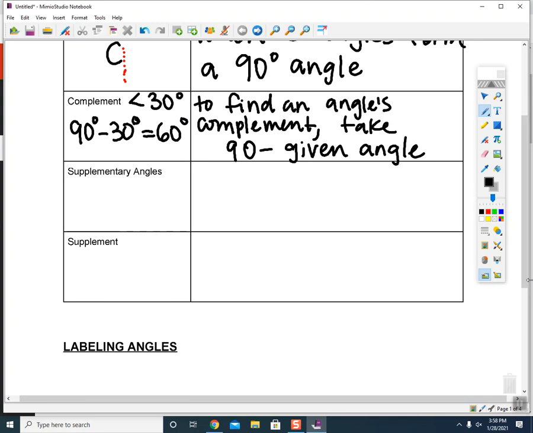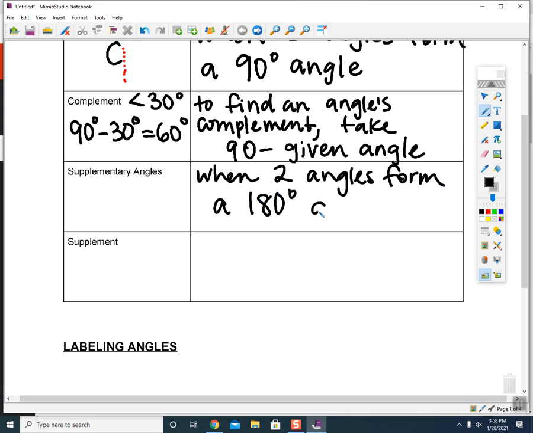So then I have supplementary angles. If complementary angles form 90 degrees, it would make sense that supplementary angles would form 180 degrees. So when two angles form a 180-degree angle. This one, supplementary, starts with S, right? If I connect some lines, I can make this S into an 8. Supplementary goes with 180 degrees.